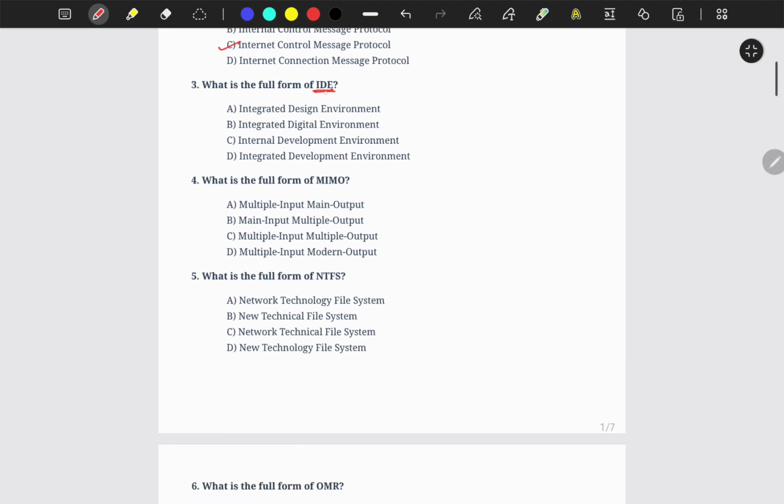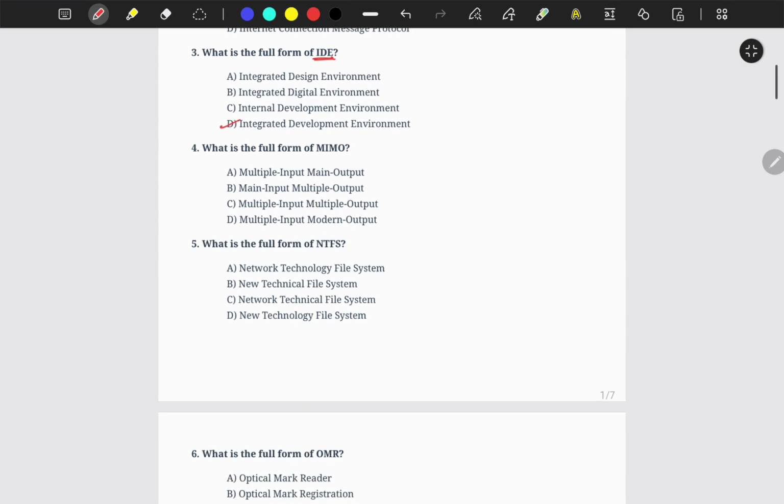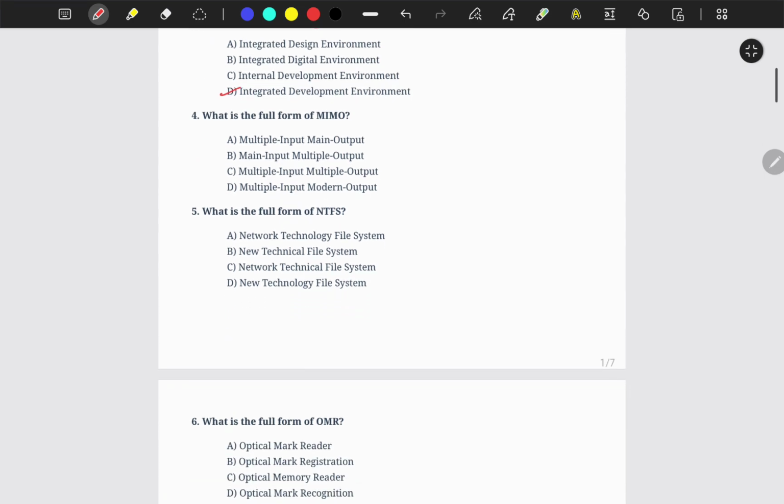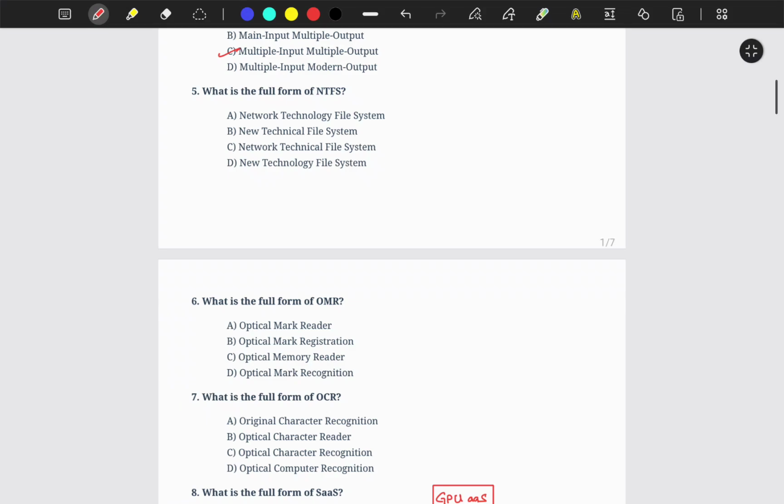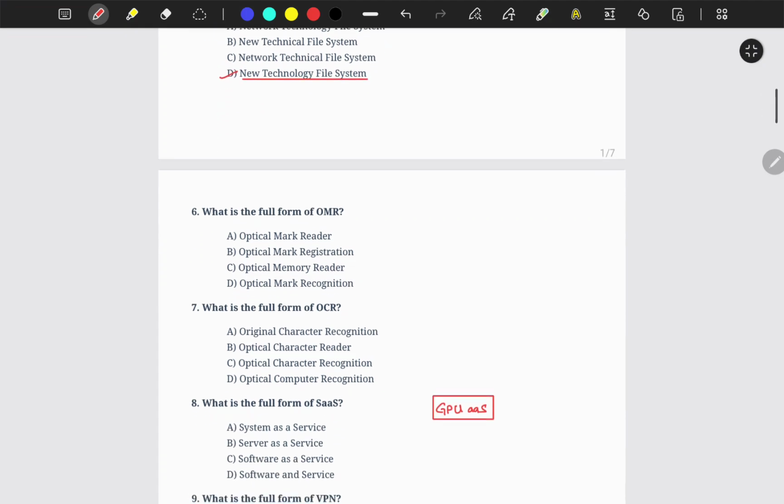What is the full form of IDE? Question number 3, what is the full form of IDE? The correct answer is Integrated Development Environment. Question number 4, what is the full form of MIMO? The correct answer is Multiple Input and Multiple Output, option number C. Question number 5, what is the full form of NTFS? Correct answer is option number D, New Technology File System.